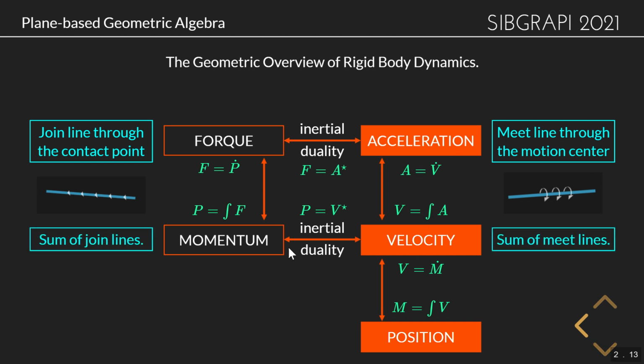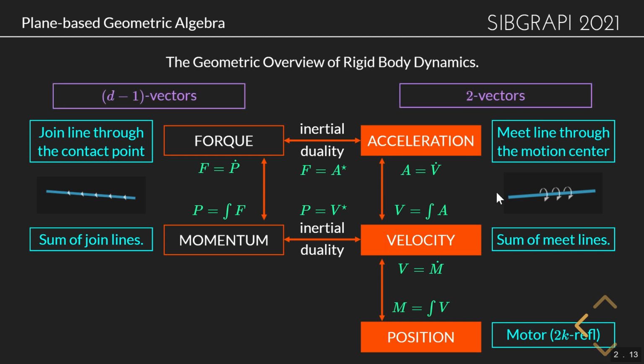When we integrate, for us as programmers, of course, that's just a sum of many small parts. So the momentum is going to be a sum of join lines, which isn't necessarily a line anymore, and the velocity is going to be a sum of meet lines. Then, of course, our position is going to be a motor, a 2K reflection, as we've seen before. This is completely dimension independent. So these join lines will always be d-1 vectors, and these hyperlines, because they're not always lines, they're only lines in 3D, they're always meet elements, but they're not always lines. In 2D, they will be points, but they will always be bivectors.